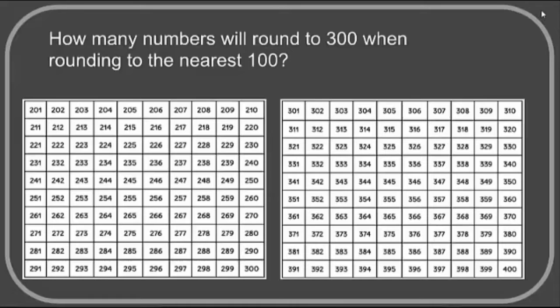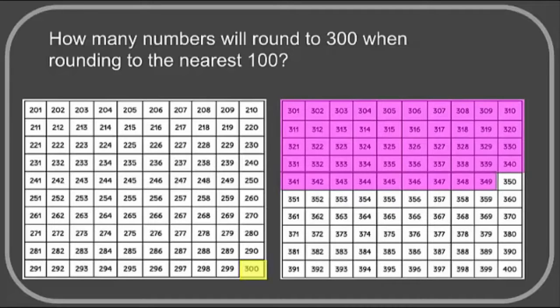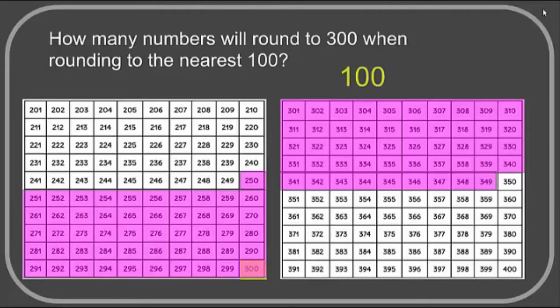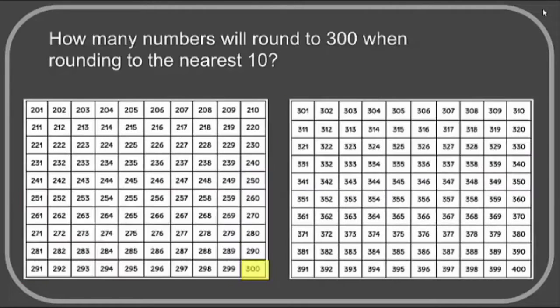An extension to this activity is to use hundreds charts that expand up to 1,000. How many numbers will round to 300 when rounding to the nearest 100? Students can think about the midpoint that comes above and below 300. They will discover that there are 100 numbers that round to 300. How many numbers will round to 300 when rounding to the nearest 10? Again, students can think about the midpoints that come above 300 and below 300. There are 10 numbers that round to 300 when rounding to the nearest 10.